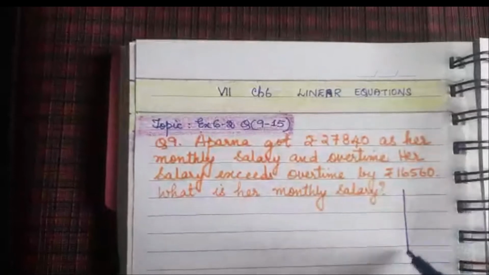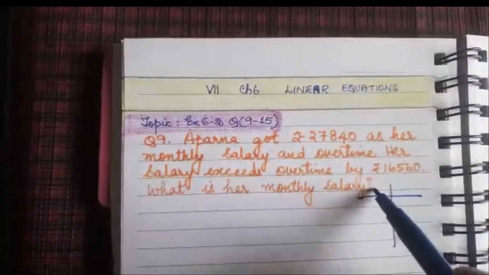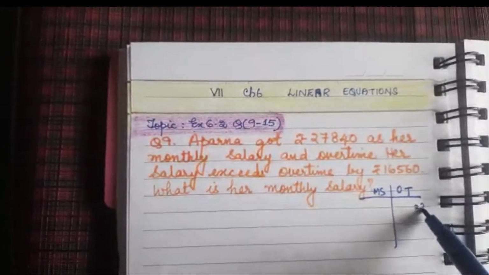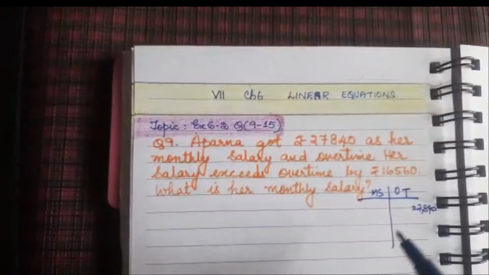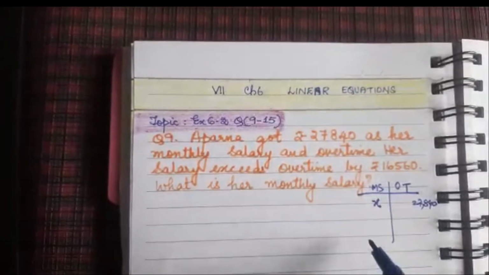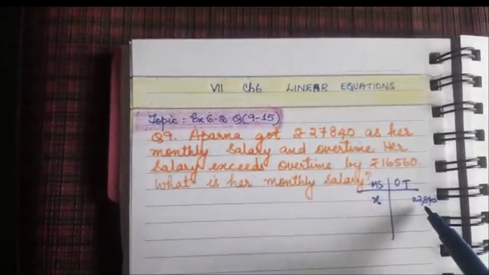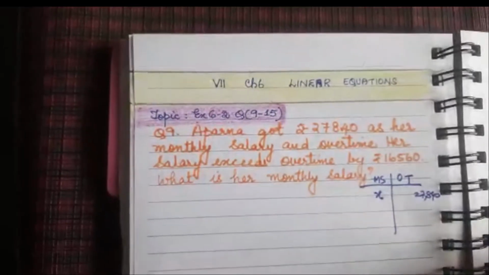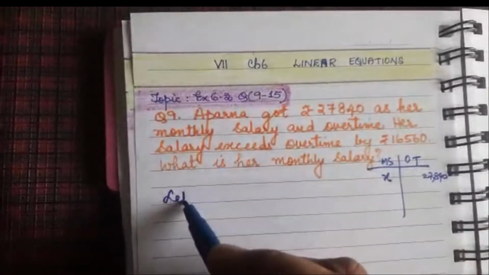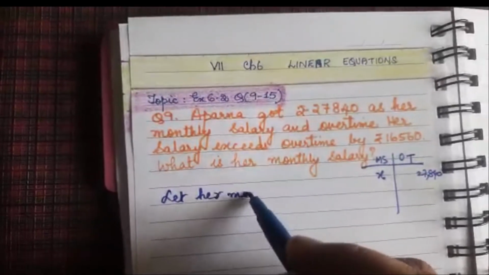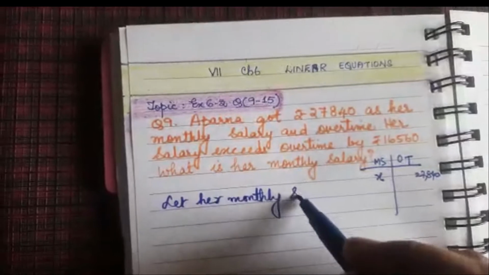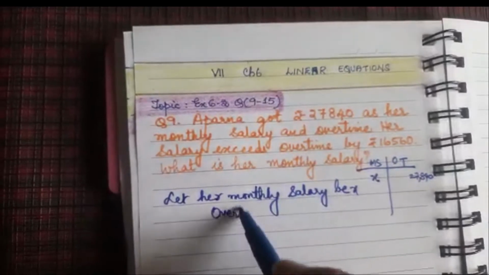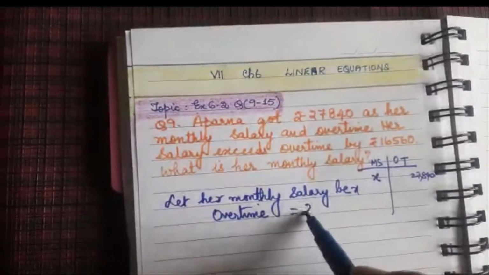Monthly salary and overtime together is 27,840. So if you say that monthly salary is X, then what about overtime? Overtime will be 27,840 minus X, isn't it? And together it is 27,840. So let her monthly salary be, you will take it as a variable, X.